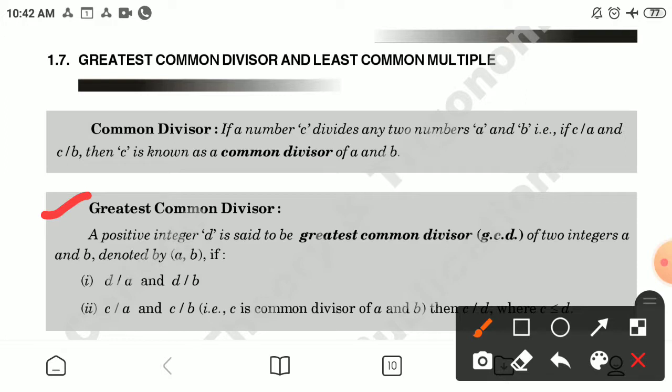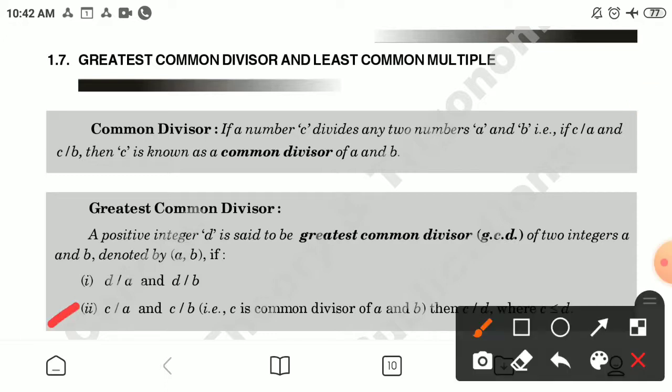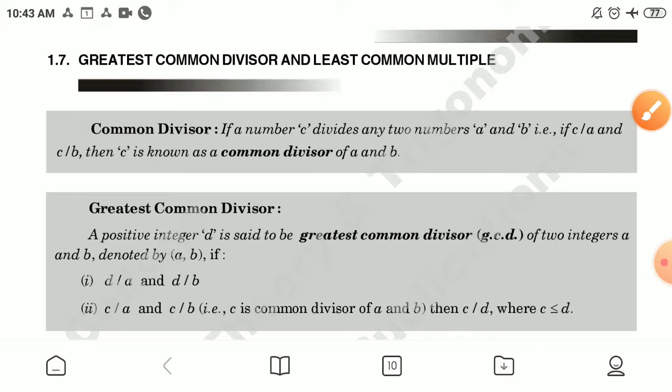A positive integer d is said to be the greatest common divisor of two integers a and b, denoted by (a, b), if first condition is d divides a, d divides b, and second condition is c divides a and c divides b, that is c is common divisor of a and b, then c divides d, where c is less than or equal to d.